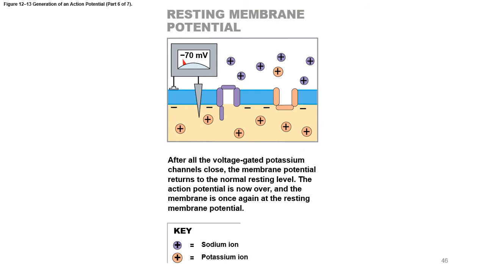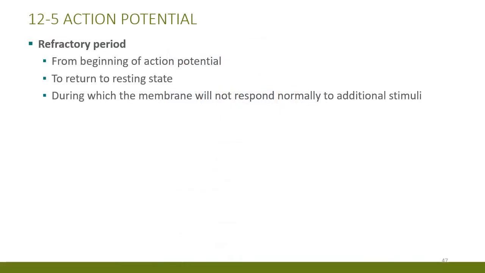Okay, and then back to normal resting minus 70 millivolts resting membrane potential. Now there's something called refractory period, and that's a time period. So a refractory period is from the beginning of the action potential to return to a resting state during which the membrane will not respond normally to any additional stimuli.